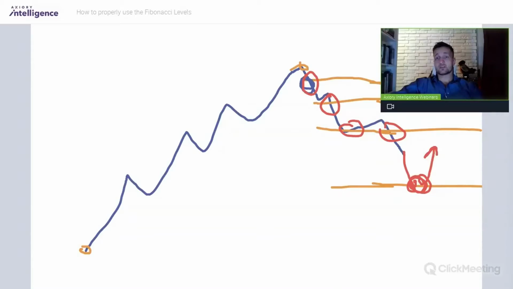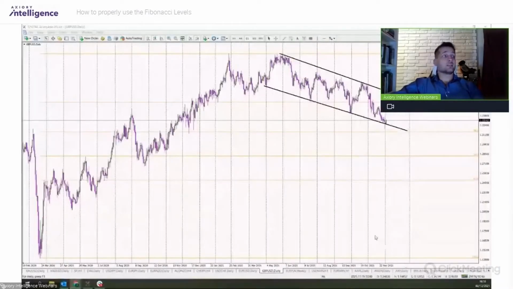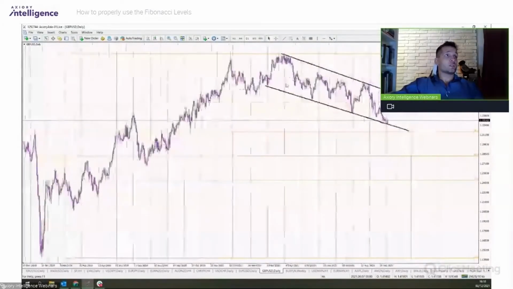Because this instrument may not respect Fibonacci's, and you will think, okay, this time will be different. It will respect Fibonacci's. Will it be different, really? I wouldn't say so.